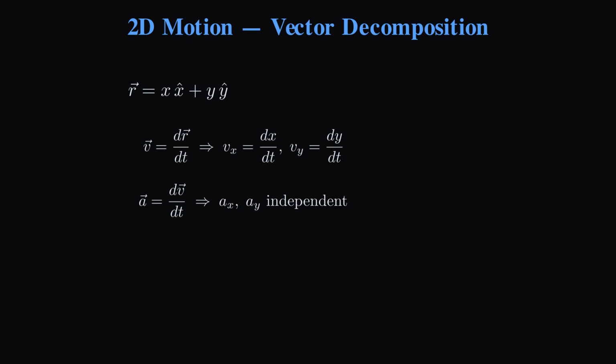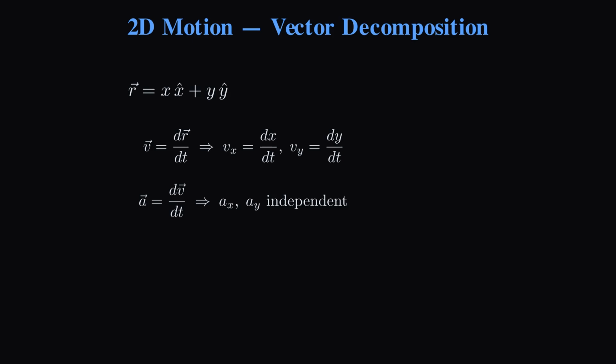The position vector r points from the origin to the object's current location. In component form, r equals x times the unit vector in the x direction plus y times the unit vector in the y direction. The components x and y are simply coordinates, the horizontal and vertical distances from the origin.